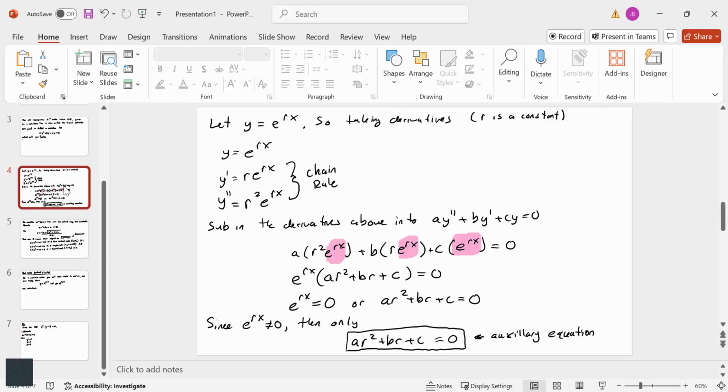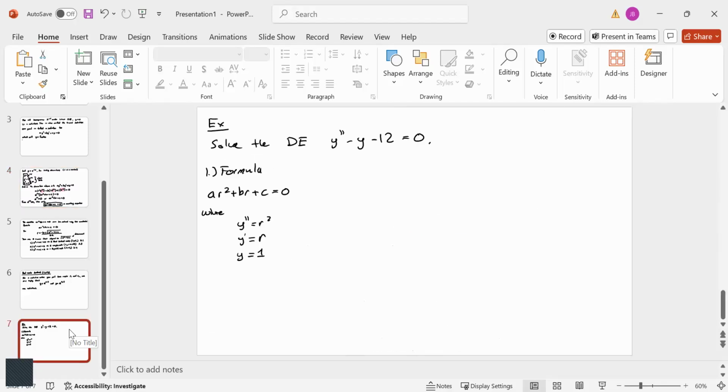Now, if you're wondering where that came from, we'll go back to how we solved it originally. When I plugged in y double prime, look right here, we got r for y prime, r squared for y double prime, and y doesn't have anything in front of it, so we use a 1. So that's really where it comes from: the coefficient of e to the rx for each derivative. Okay, so that's where those come from.